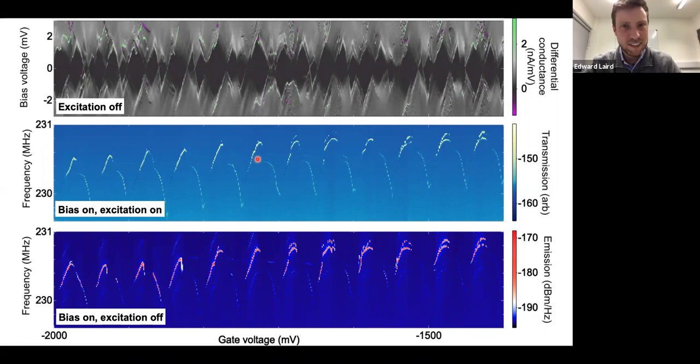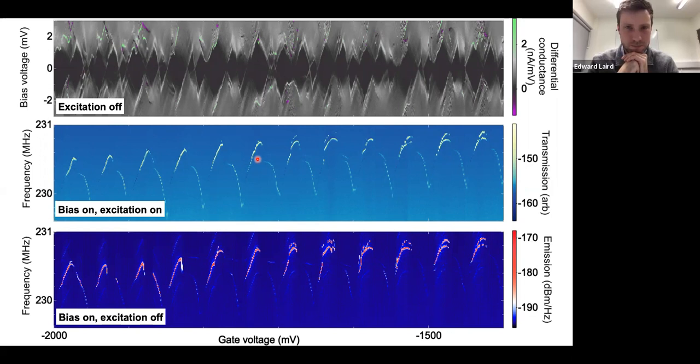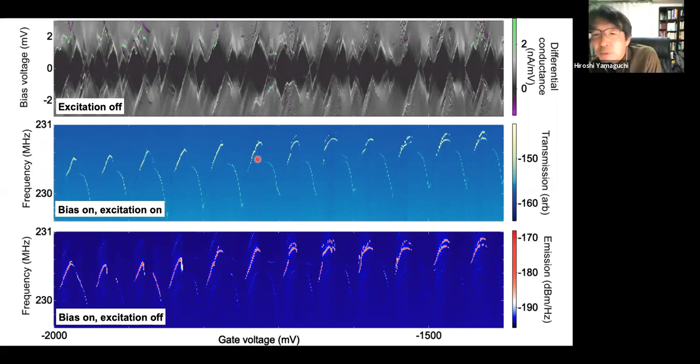Okay. So next question is from Stanislas Soskin. The figure shows the quantum dot is, of course, idealized. Otherwise, the current would have stopped here.